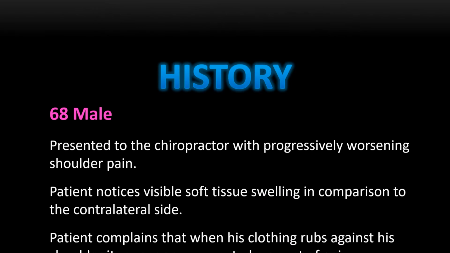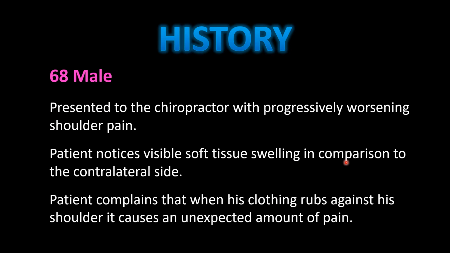Case number 2. And let's start with a little history. 68-year-old male presents to the chiropractor's office with progressively worsening shoulder pain, and the patient notices a visible soft tissue mass or swelling on their shoulder in comparison to the contralateral shoulder. And the patient complains that when his clothing rubs up against his shoulders, it causes an unexpected amount of pain.